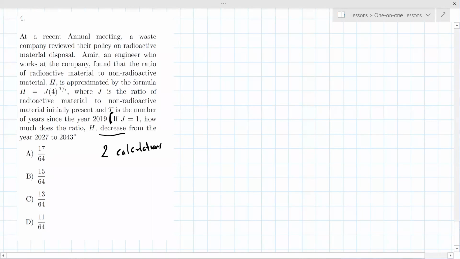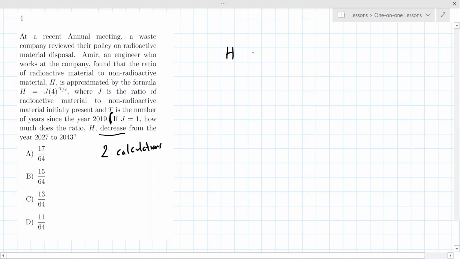Okay, so let's go back and review. Read the rest of the question. At a recent annual meeting, a waste company reviewed their policy on radioactive material disposal. Amir, an engineer who works for the company, found that the ratio of radioactive material to non-radioactive material, H, is approximated by the formula H equals J times 4 to the power of negative T over 8, where J is the ratio of radioactive material to non-radioactive material present initially, and T is the number of years since the year 2019. If J equals 1, how much does the ratio H decrease from the year 2027 to 2043?